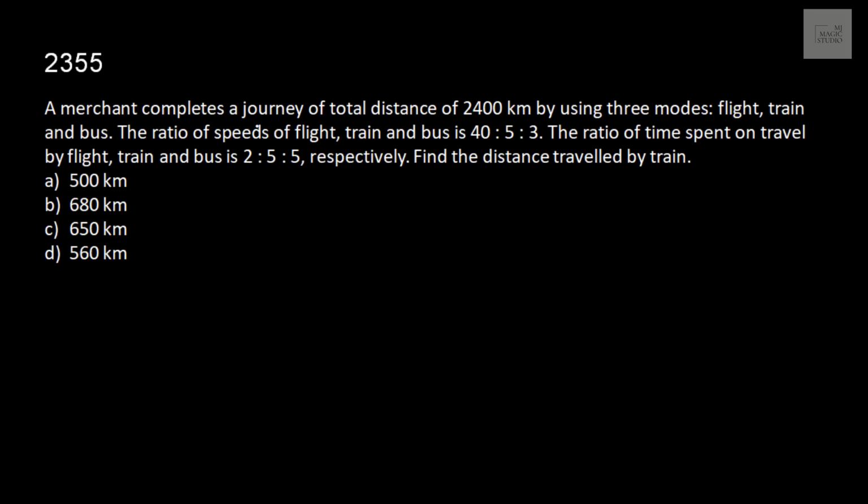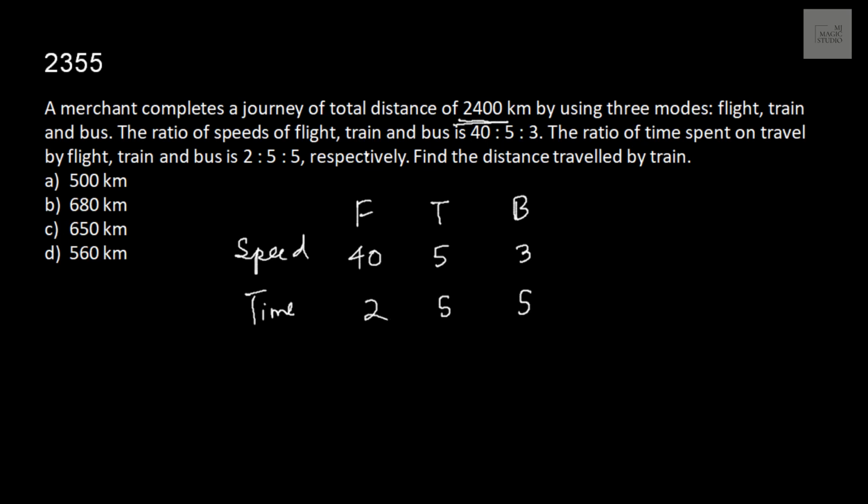A merchant completes a journey of total distance of 2400 km by using 3 modes: flight, train, bus. The ratio of speed of flight, train and bus is 40:5:3, and the ratio of time spent by flight, train and bus is 2:5:5. Find the distance travelled by the train.